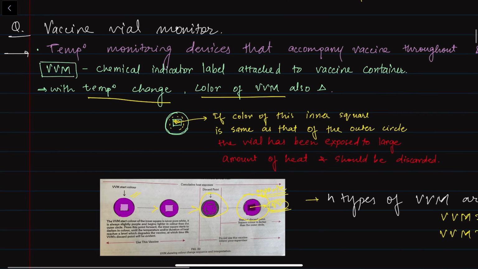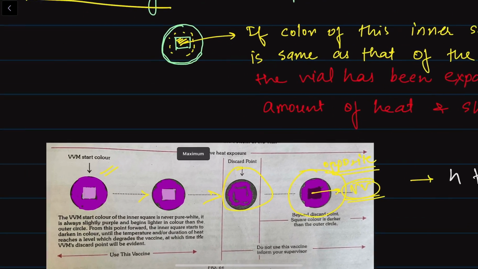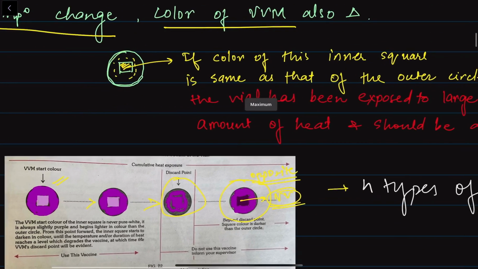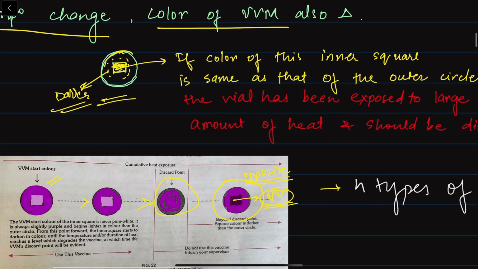Now VVM is a chemical indicator label attached to the vaccine container. With temperature change, the color of VVM also changes. As we increase the temperature, the inner square, this is the VVM label, so there is an outer circle and inner square. This inner square color is faint and the outer circle is darker. If the color of this inner square is the same as the outer circle, that means that the vaccine vial has been exposed to a large amount of heat and should be discarded.